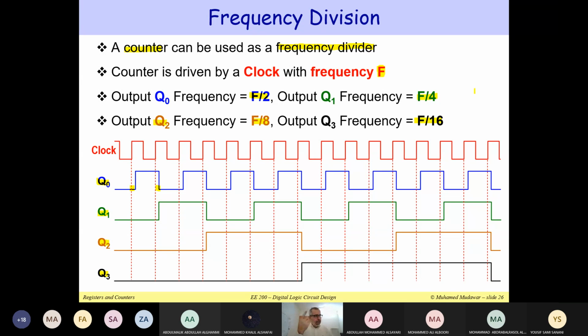So basically it goes from 0 to 16 one time. This is for Q3, which is the most significant bit of my count value, so its frequency is f over 16. Every bit of my counter is like a clock, but it has a different frequency. That's the meaning of frequency division.